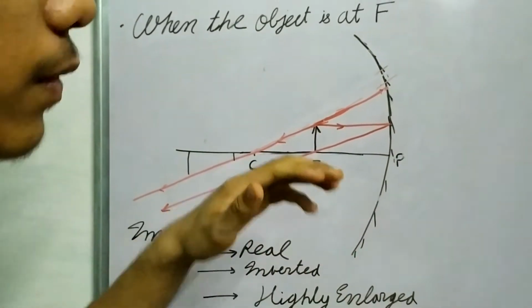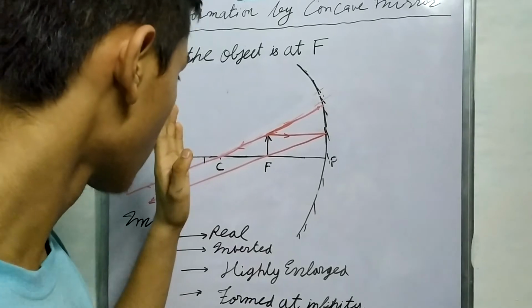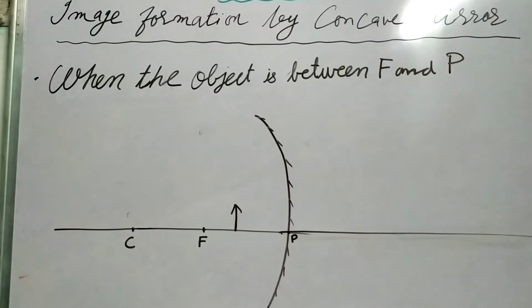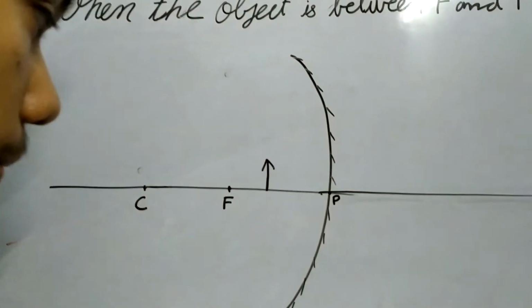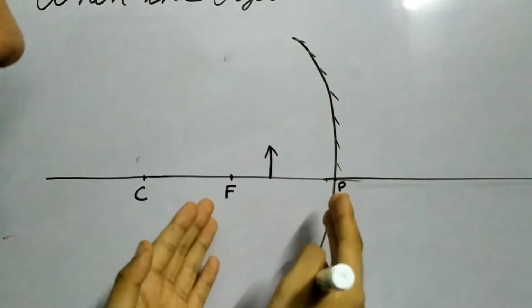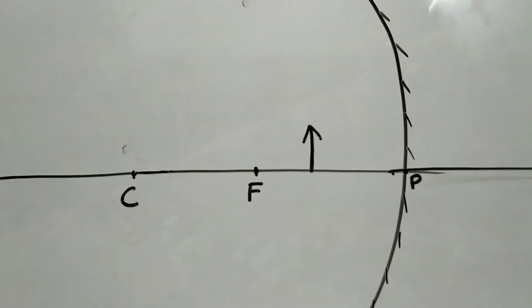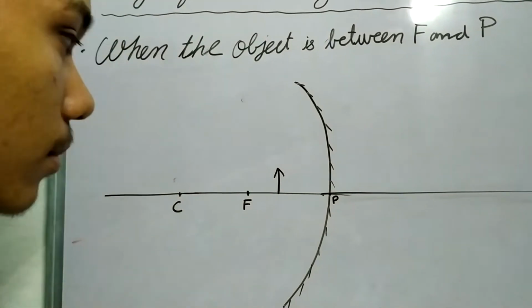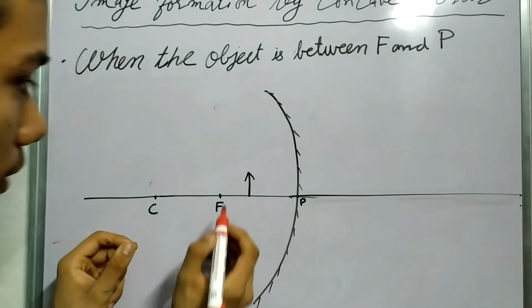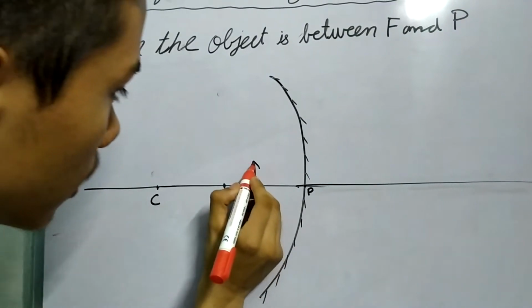In this video, we saw what will happen if the object is... So let us see what happens if we move closer again to the pole, between the focus and the pole. What will happen? Now again, which rays can we consider?